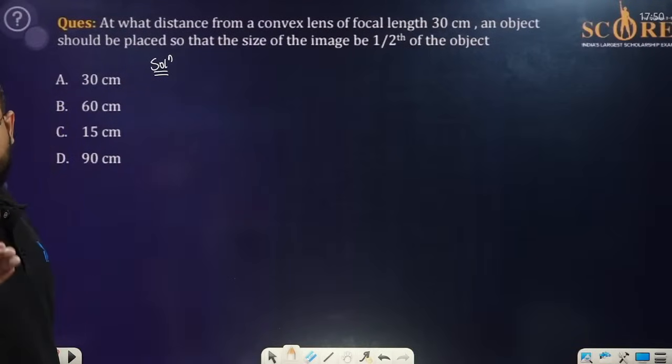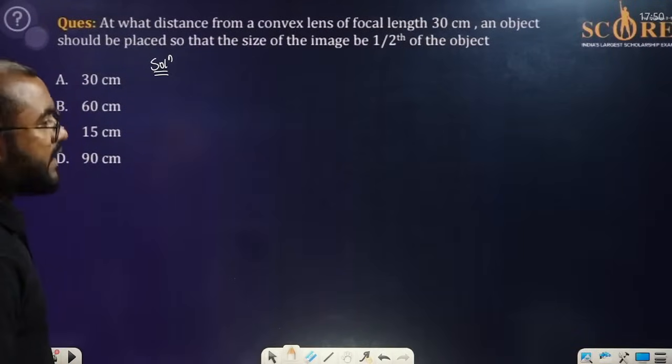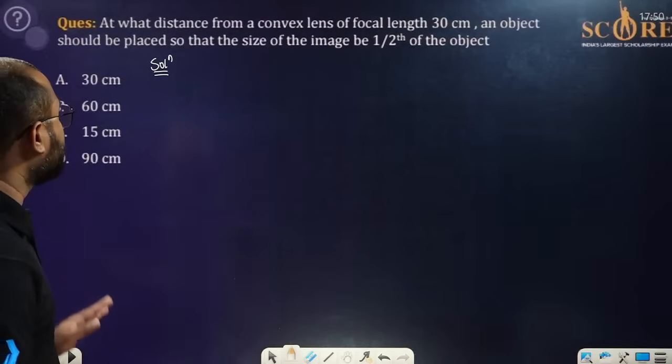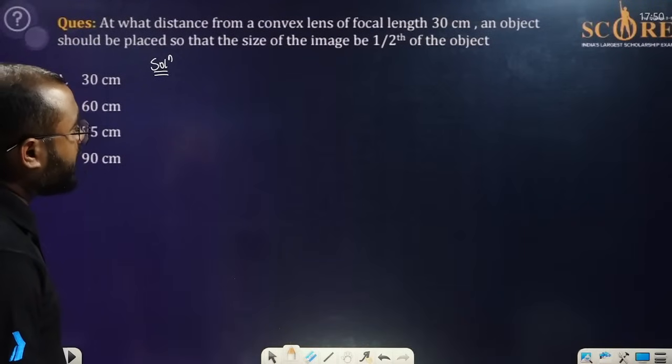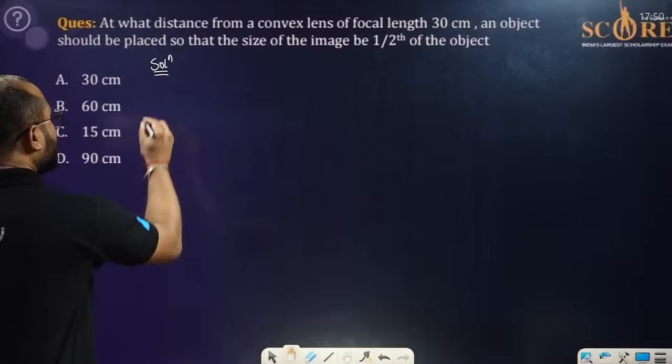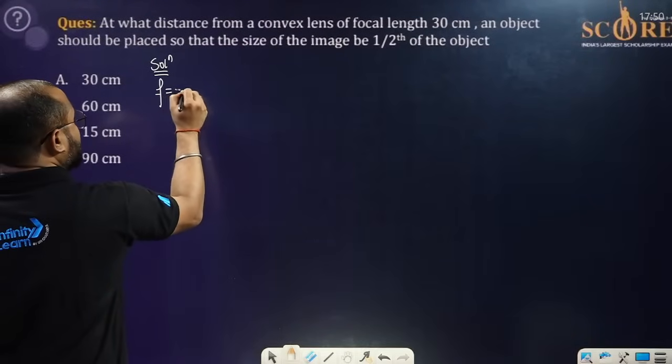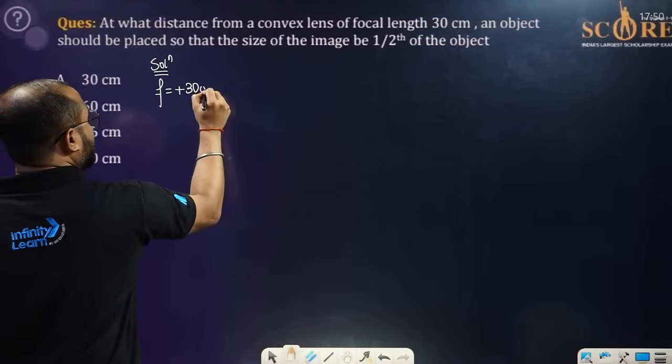In this type of question, find out which lens or which mirror it is. Okay, it will be clear. And if it is possible, find out which type of image it is also, real or virtual. So we are having a convex lens. Fine. If it is a convex lens, the focal length is going to be positive. So I can write f is equal to plus 30 centimeter.